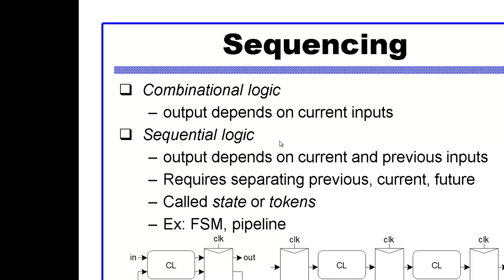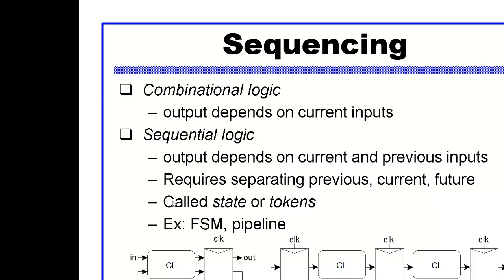Whereas sequential logic is a little bit different. Though it uses the combinational logic elements, the operation and functionality of the sequential logic depends upon the clock, and in fact it depends upon the states: the previous state and the present state drive what the output state should be. So that is how sequential logic functions. Basically it requires previous, current and future, obviously.